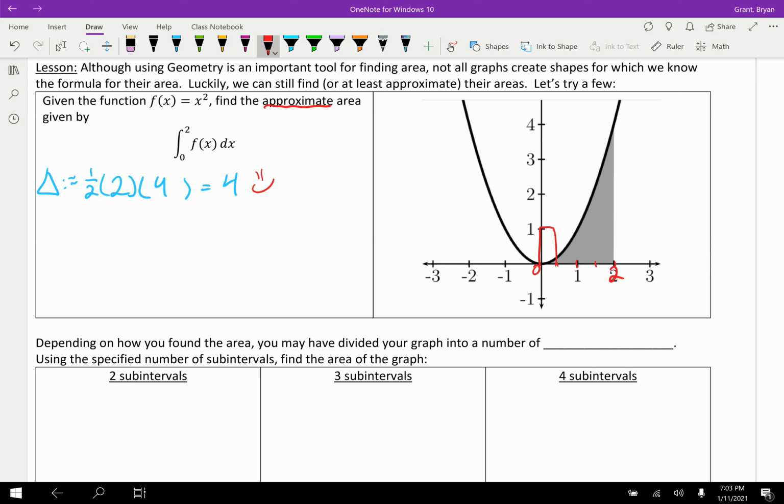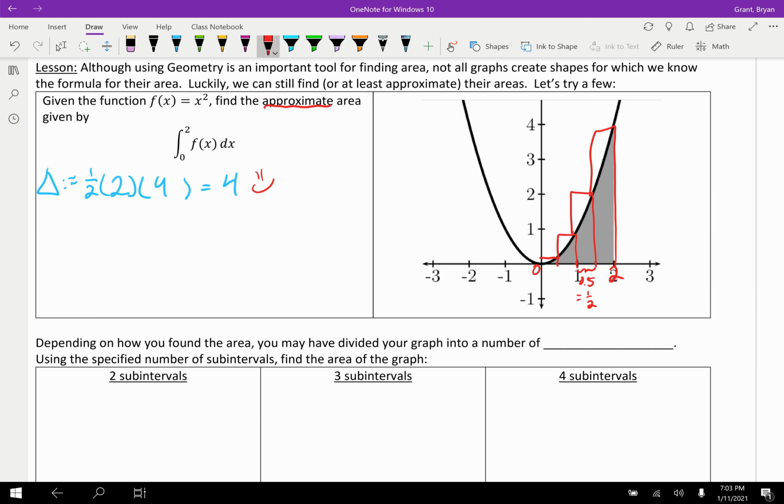Okay, wait, that's not what I wanted to do. That was awkward. What if I made a nice little rectangle here, another one here, and here, and here. Now we have 4 rectangles. Each one has a base of 0.5, or I'm going to write that as 1/2, and you can find the heights just by looking over here.